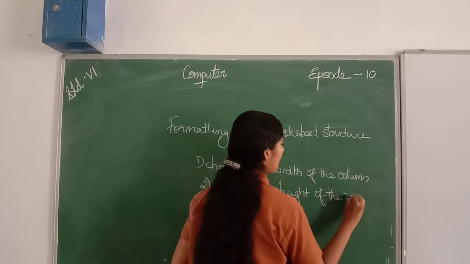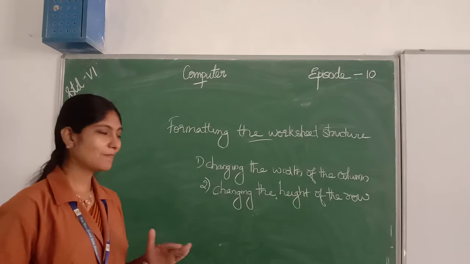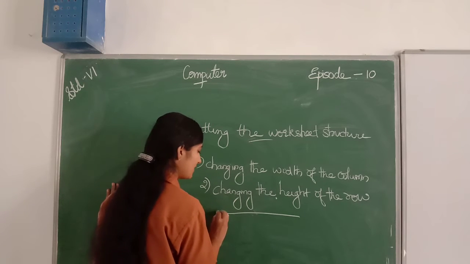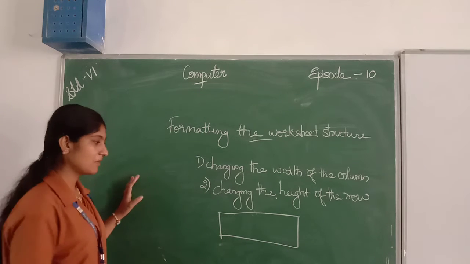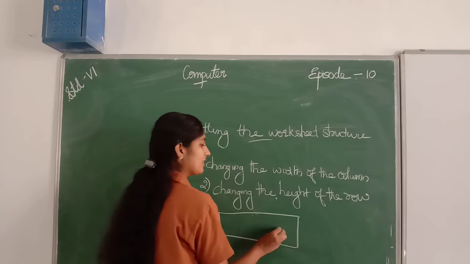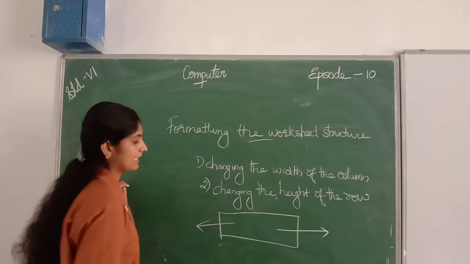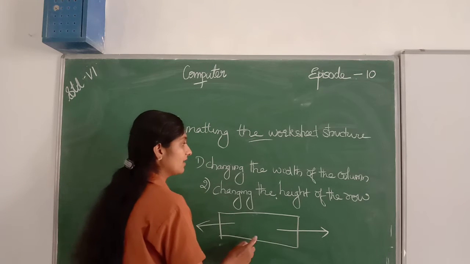Okay, so the first one is what? Changing the width of the column. Then what do you mean by width? The width means, here this is the column. Just imagine this is the column. So width means to increase the size, or increase the width of the column.